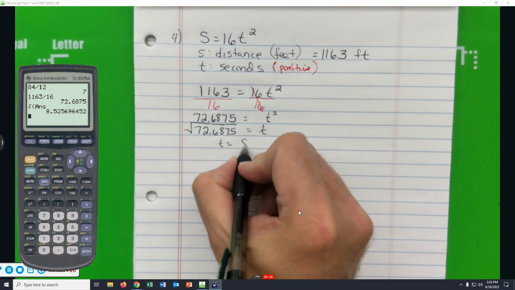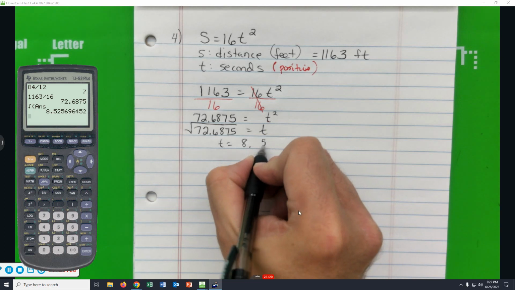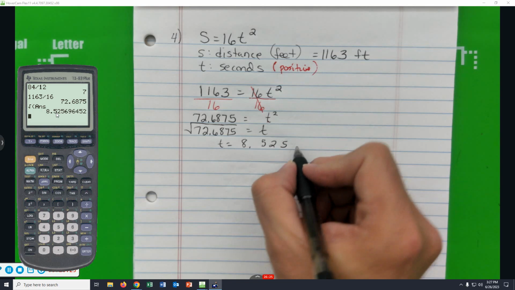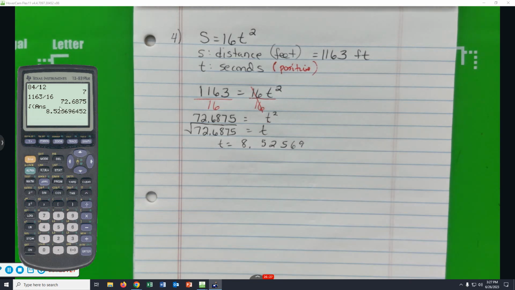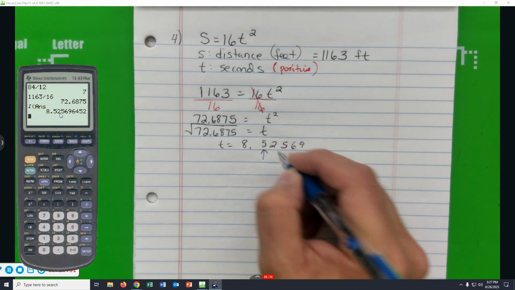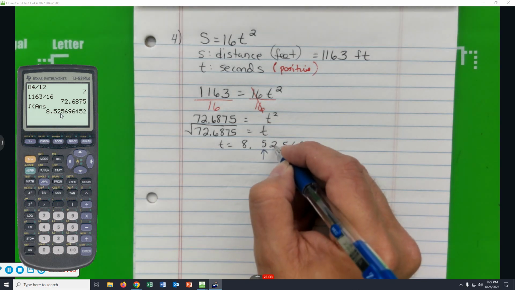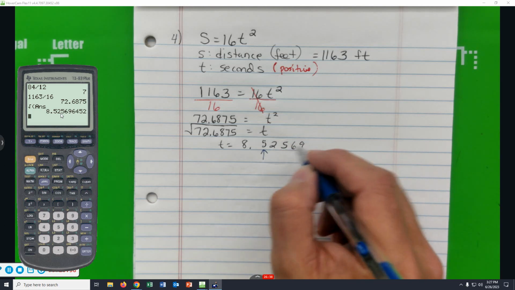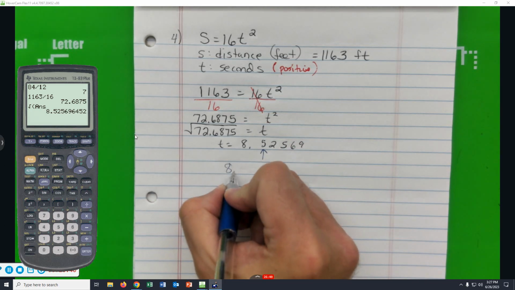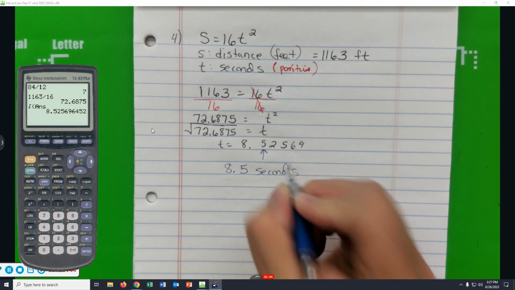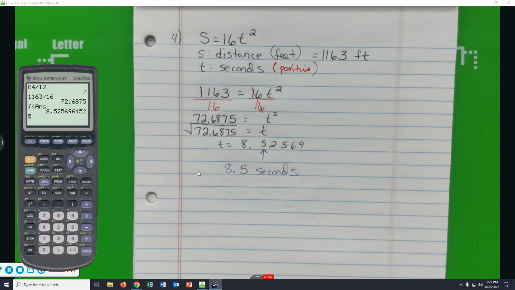So we're told to round to the nearest tenth. So is that going to stay an 8.5 or is it going to go up to an 8.6? Well, if the digit after is a 5 or larger, you round up. Otherwise, you just drop it. I think we're going to drop it. So that object fell from the top of that building for 8.5 seconds before it hit the ground. It's an extremely tall building.